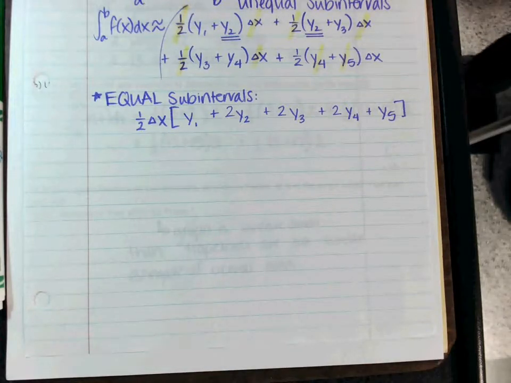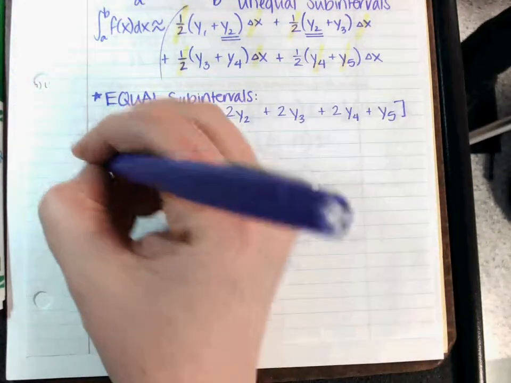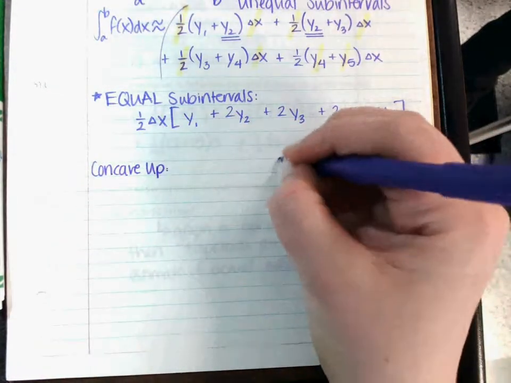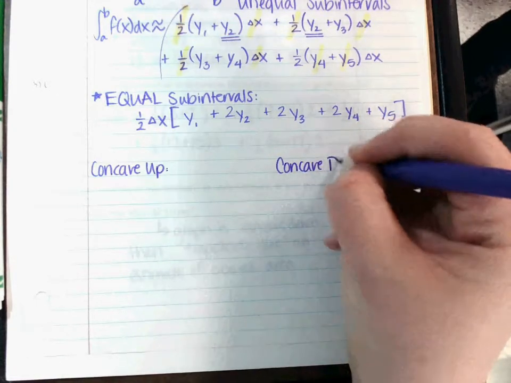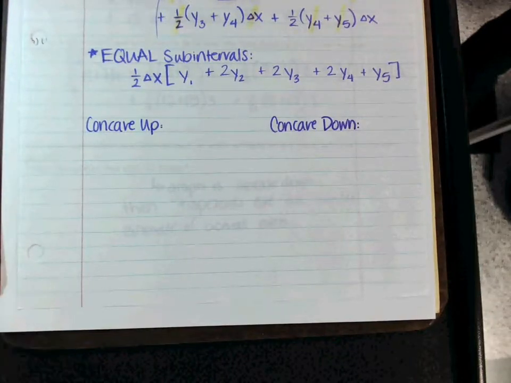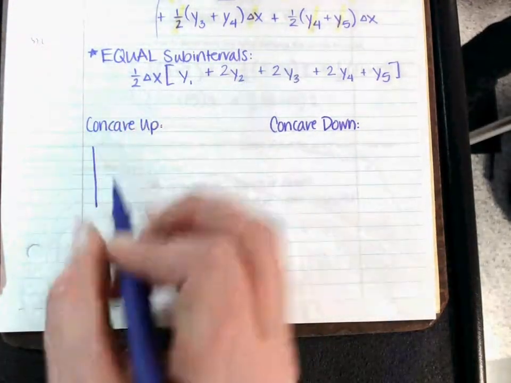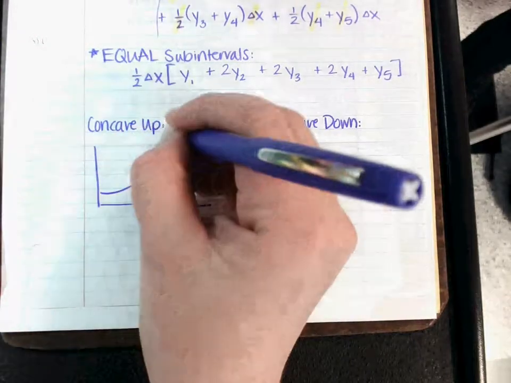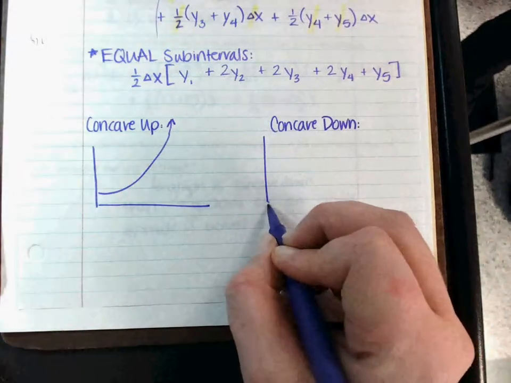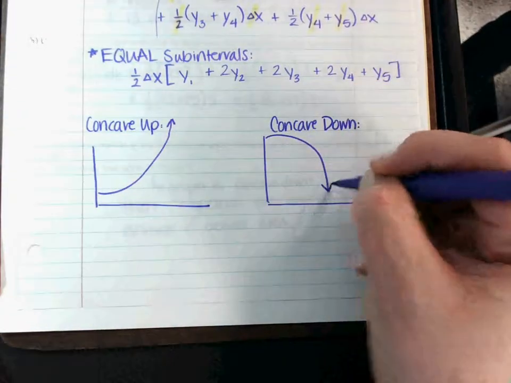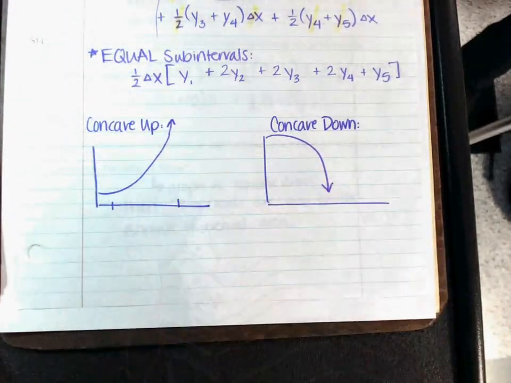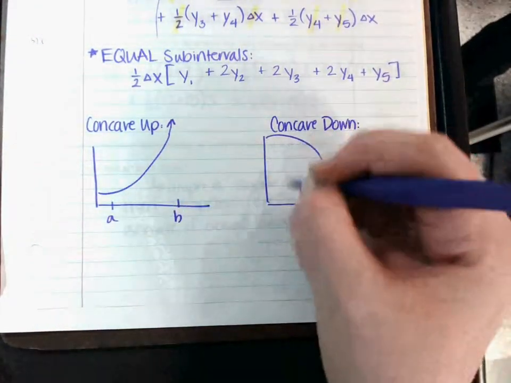For trapezoids, the way that you tell if it's too big or too small is based on concavity. So I want you to draw a concave up graph, and then a concave down graph. My concave up graph I'm going to draw right here. I'm just going to use a parabola. And then my concave down graph, I'm just going to use a parabola going down to keep it easy. Let's put A and B here, and then let's put A and B here.